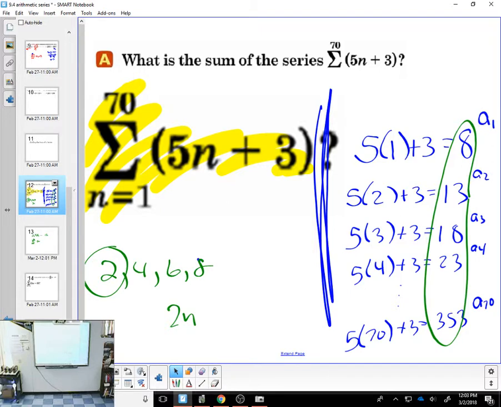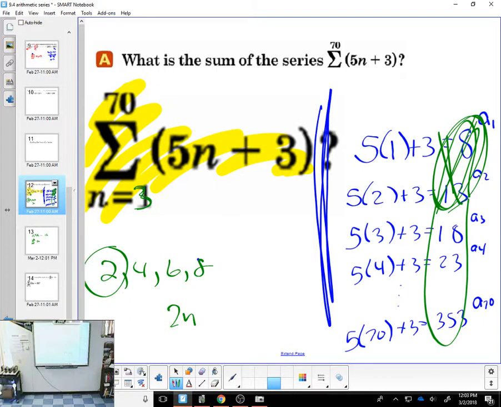I'm still kind of confused. I know that 1 is the start of the pattern, n equals 1. Well, what if n was 3? If I have a pattern and n was 3, then I would not add those first two, because I don't want to start at n equals 1. I want to start at 3 and then go to 70.